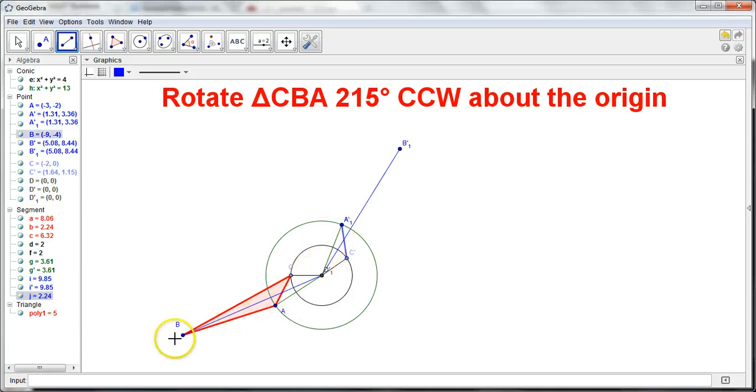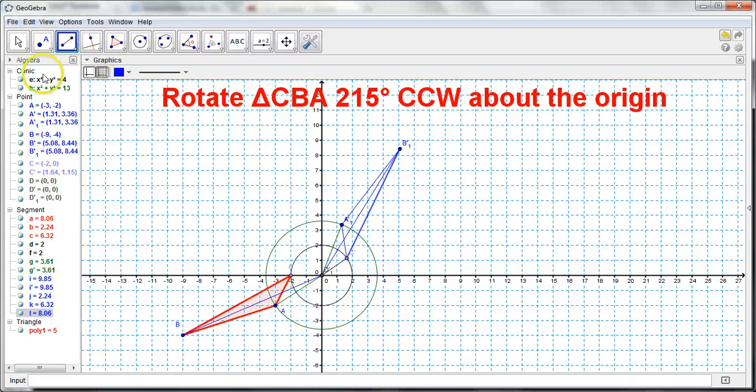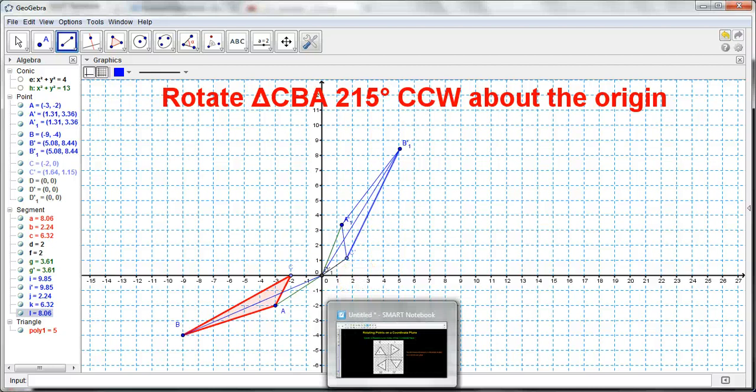And then if I rotate this segment AB, wouldn't that just rotate 215 degrees here to this A prime B prime? This segment right here, right? Keep the same length, congruent. And then BC would rotate to B prime C prime. So there's the triangle rotated about the origin, right? 215 degrees. Holy cow.